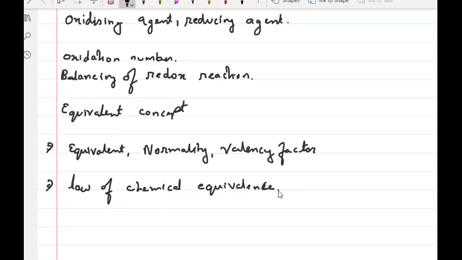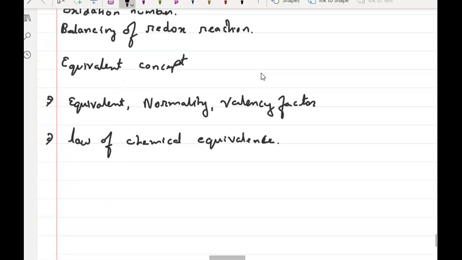Just raise your hand if you remember. I'm not talking about the subtopics, it is the main topics that we have covered. Why? Because we will be using all these for titration. Yes, Karishma, we will start with law of chemical equivalence only. Don't worry, because we haven't solved many problems on it, so we will solve some problems based on that.